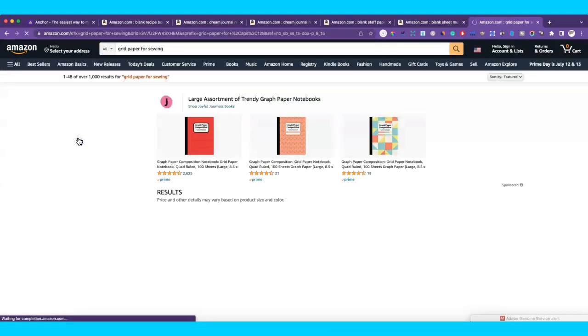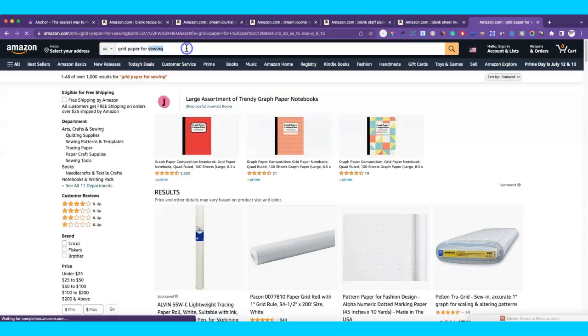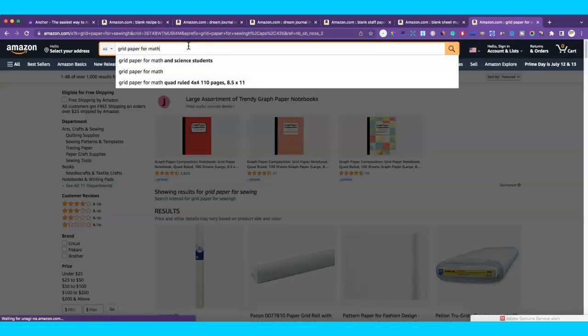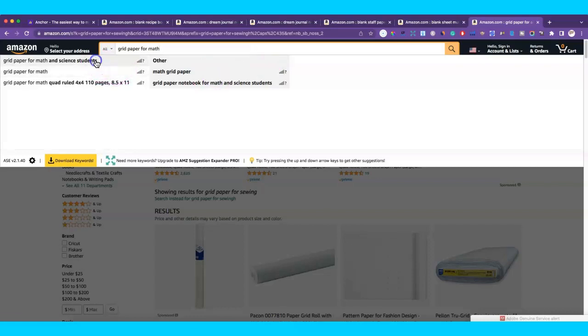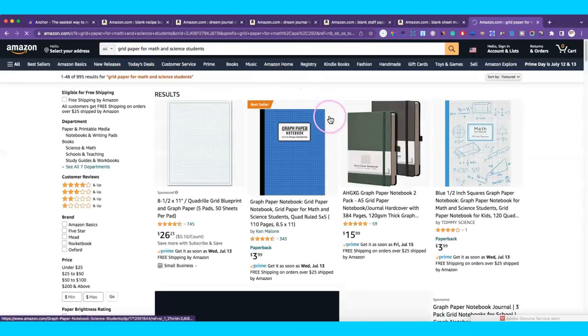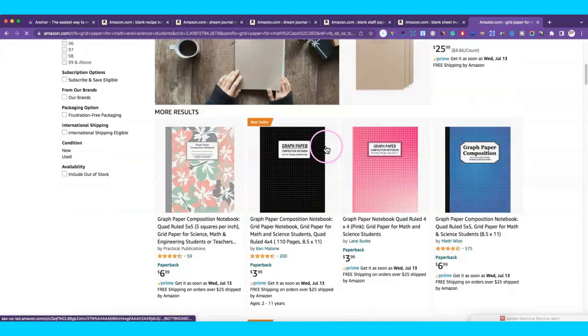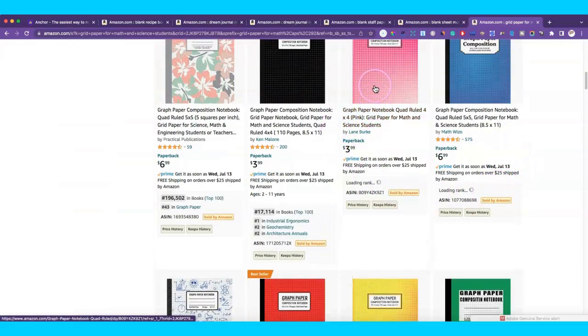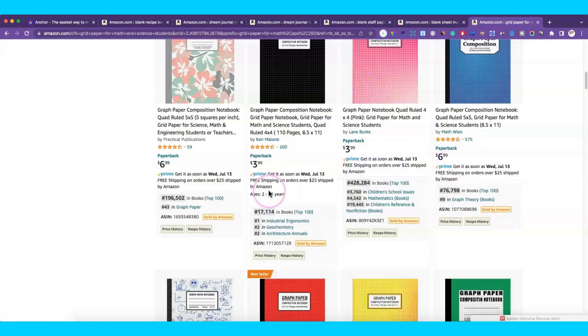For sewing, that's over 1,000. I know people use it for different types of math, for math and science students. That's 895 results, so that's better. Let's see how they're selling. And you see it's just a simple cover, and the inside is very simple too. So this is pretty good.